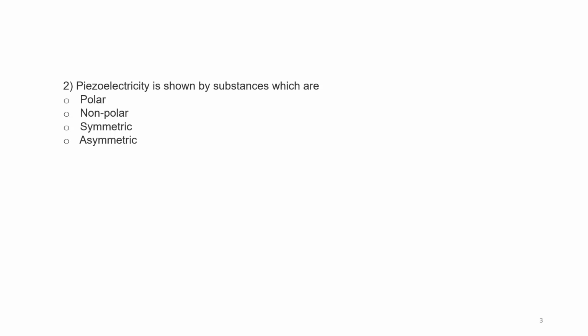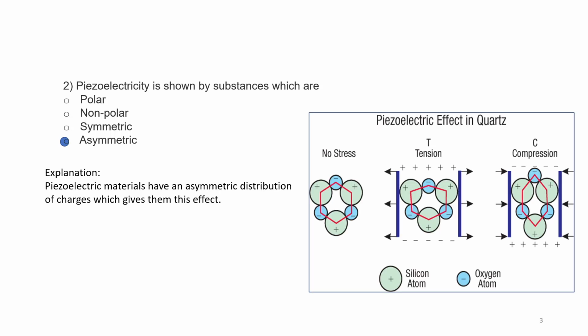Next question is, piezoelectricity is shown by substances which are? Your options are polar, non-polar, symmetric or asymmetric. So correct answer here will be asymmetric. So as we saw earlier, one of the examples of piezoelectric material is quartz. So silicon and oxygen atoms are there, so there is a non-symmetric type of distribution of these positive and negative charges.